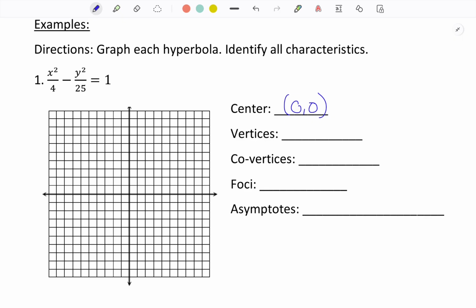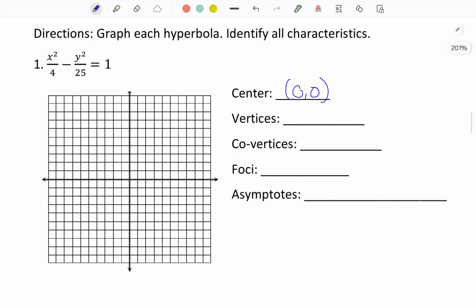And then we have x first. So this is a horizontal hyperbola. So we are going to look at our first denominator, which is 4. The square root of that is 2. So from 0, 0, those vertices, we are going to go left and right 2 for both of these. And so that gives us vertices at negative 2, 0 and 2, 0.